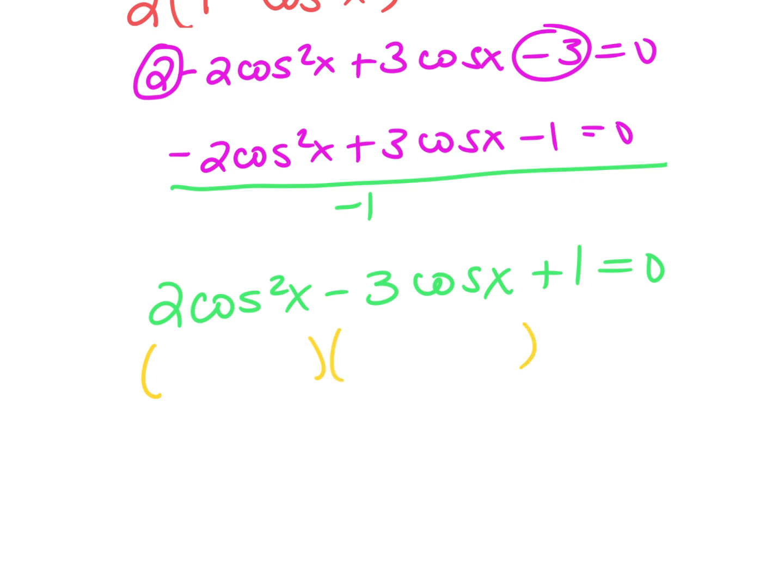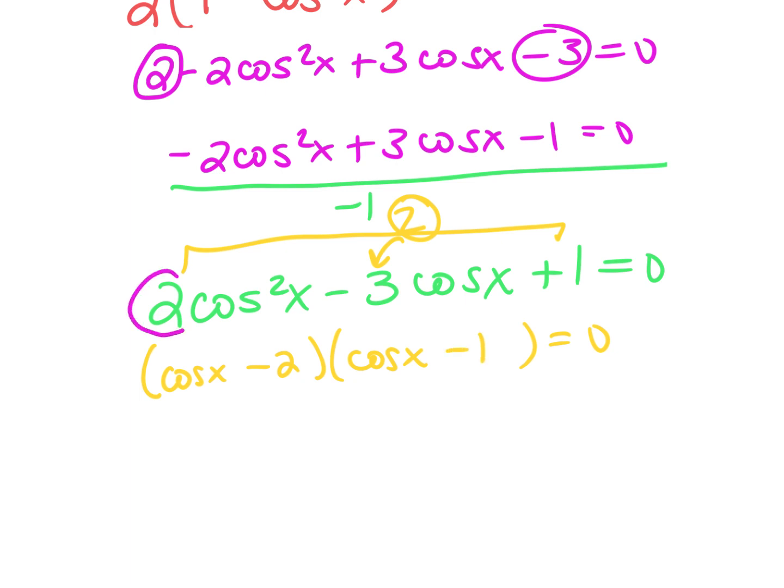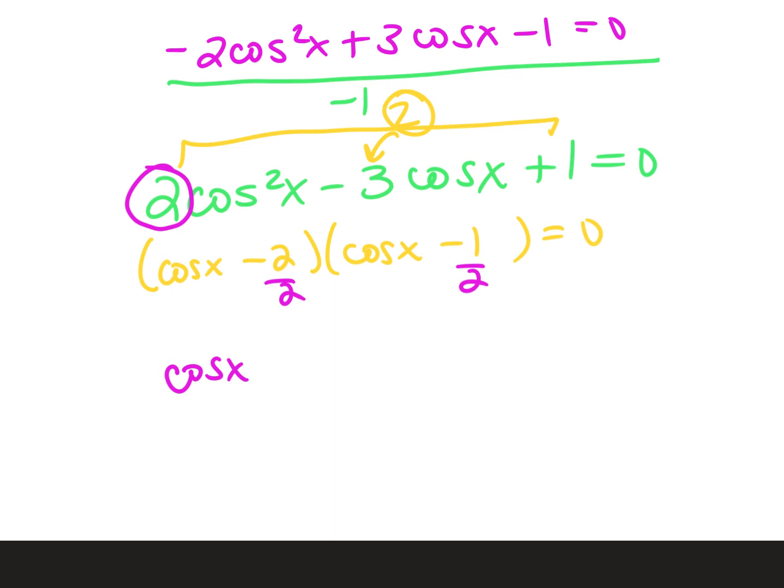What's going to go in the front of each of my parentheses? What's the trig function that's going to go in the front? Cosine. So 2 times 1. What are the factors of positive 2 that multiply to give me 2 but add to give me a negative 3? Minus 2, minus 1. Good. My a term is not 1, so what do I do? Divide both by 2. So I'm left with cosine x minus 1 equals 0, and 2 cosine x minus 1 equals 0. You guys see that I moved the 2 here?